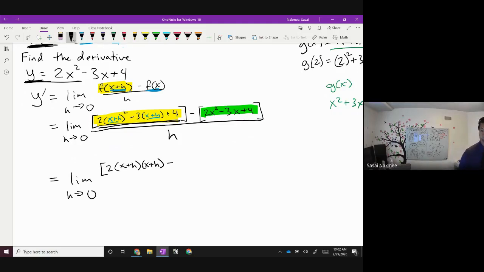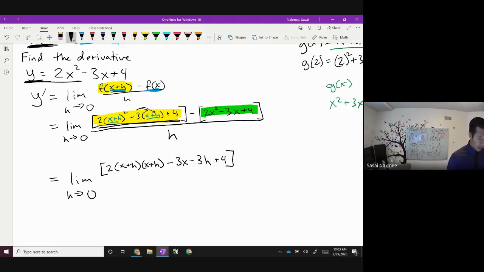Minus. Now, right here, I'm going to distribute, right? I'm going to distribute that -3 into the x and the h right up here. Okay? So this is going to be minus 3x minus 3h, right? Plus 4. All I'm doing right now is I'm trying to simplify as much as I can, right? As I'm working this out, right?